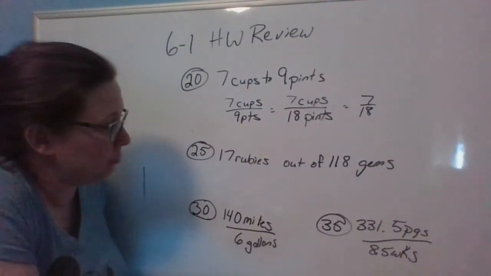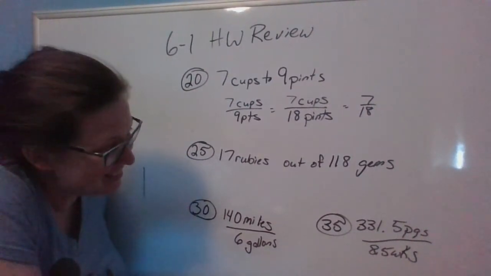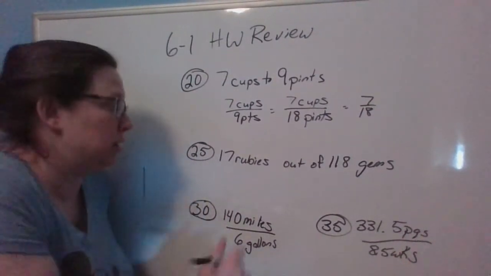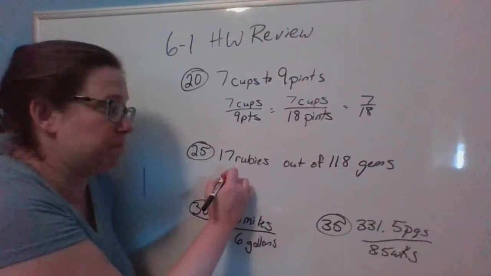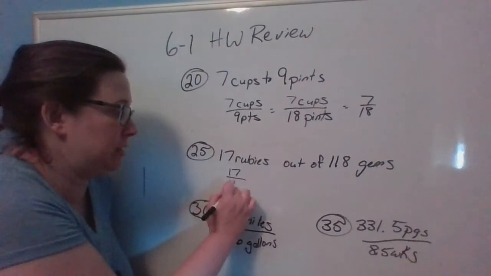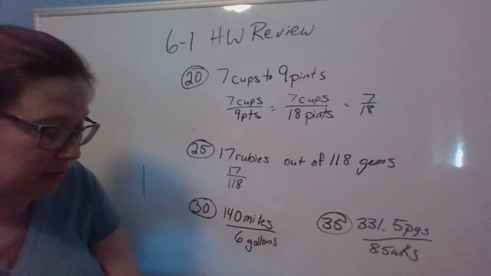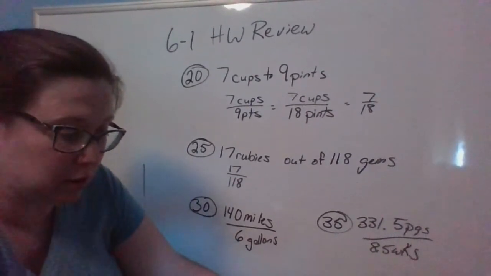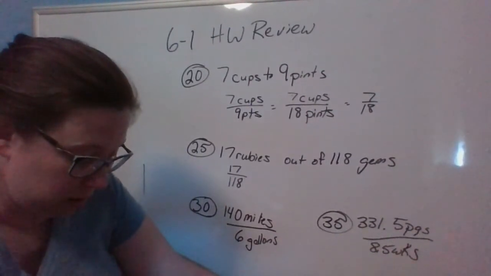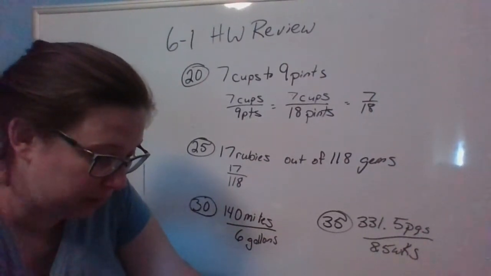Number 25, we have 17 rubies out of 118 gems. So we would say 17 to 118. And then we need to think about, is there a greatest common factor here, or is this already simplified?